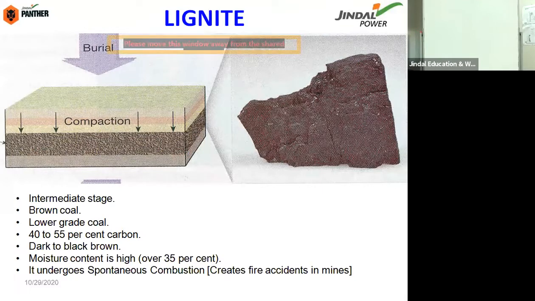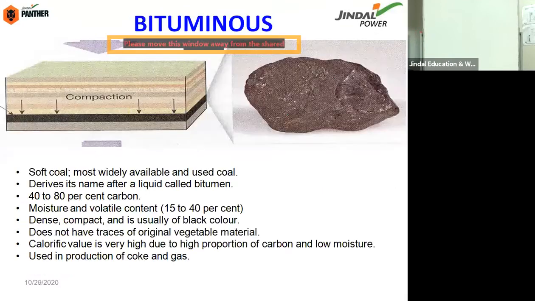Bituminous coal. This is the level of coal we usually procure from our nearby mines. In bituminous coals, there is a 40 to 80% contribution of carbon. Moisture and volatile content is 50 to 40%. Basically, it is structured as dense and compact, and it is usually black in color.